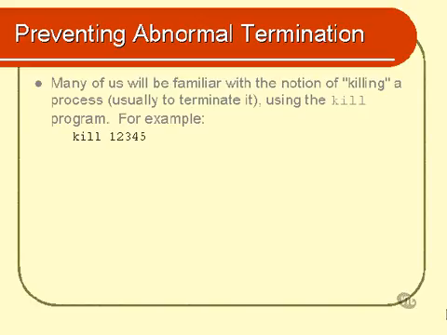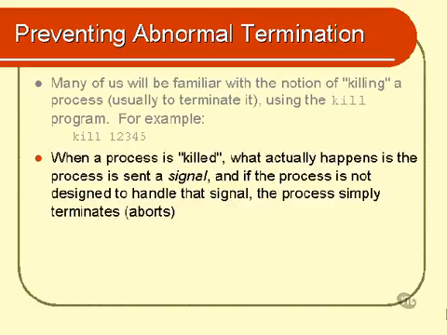I'll actually give you the knowledge to design your program in such a way that you can do anything you want if someone tries to kill you. First we have to understand what it actually means to kill a process. What happens is that when a process is killed, it is simply sent a signal. A signal is also often known as a software interrupt. And then, if that process is not designed to handle that signal, and most processes are not designed to handle signals, then that process simply terminates.